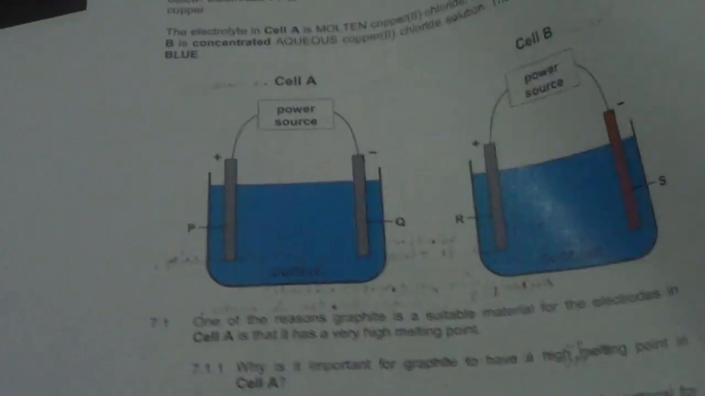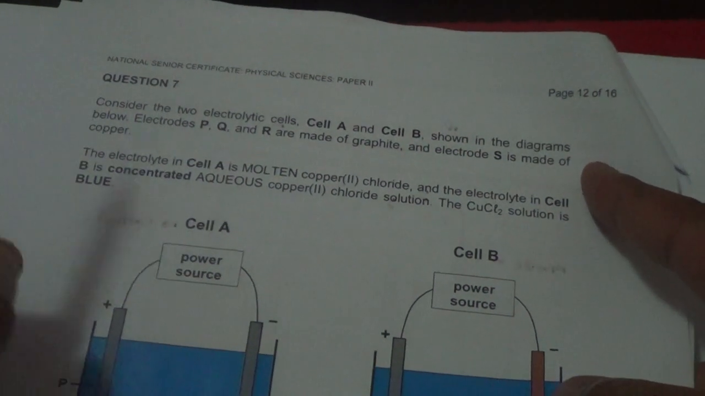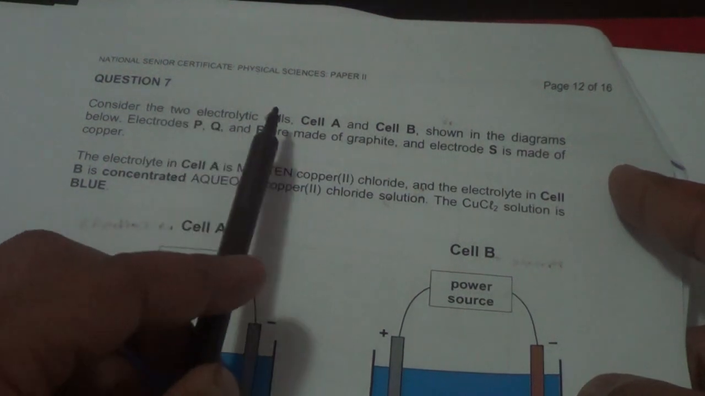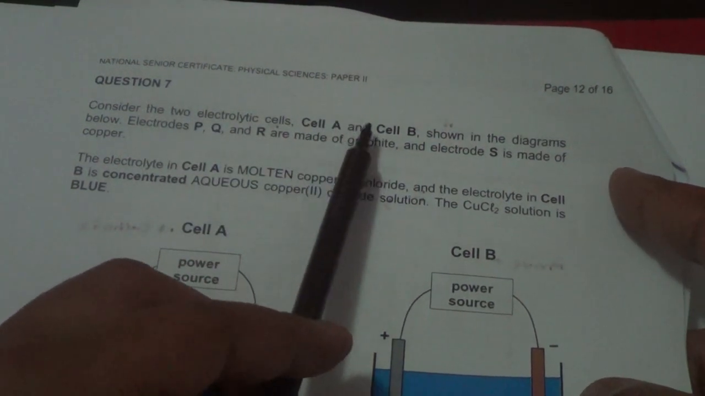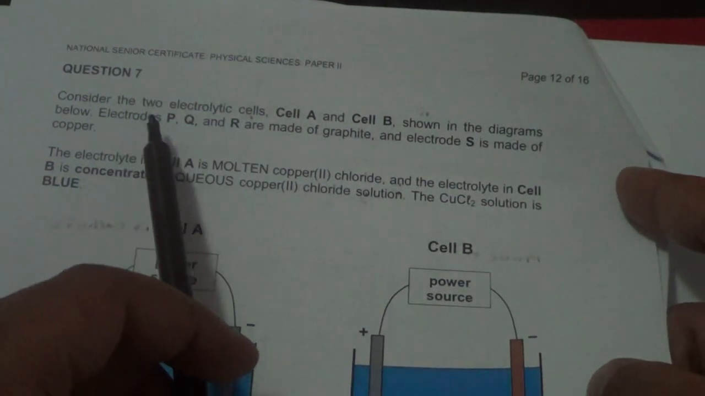Okay, so let's keep moving. Let's do our last question for now, for today. Question 7. Consider the two electrolytic cells, A and B, shown in the diagrams below.